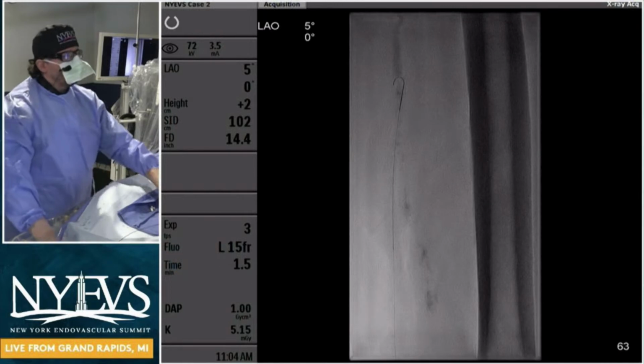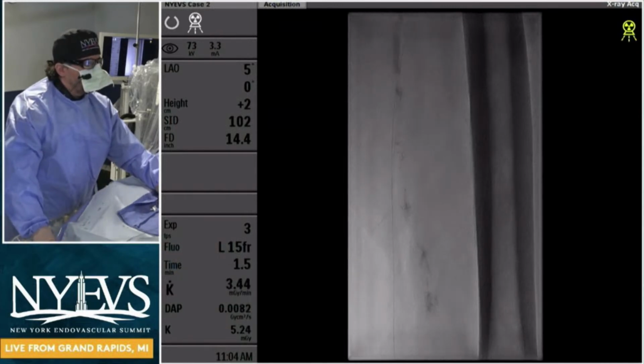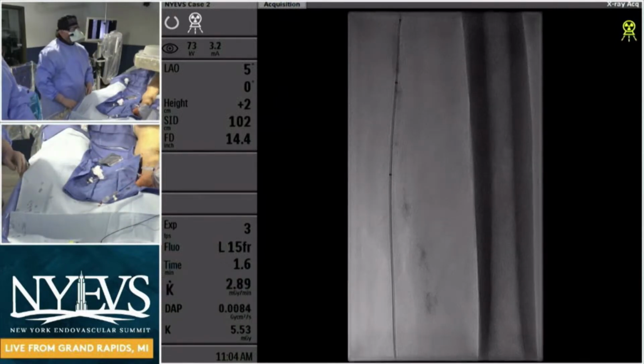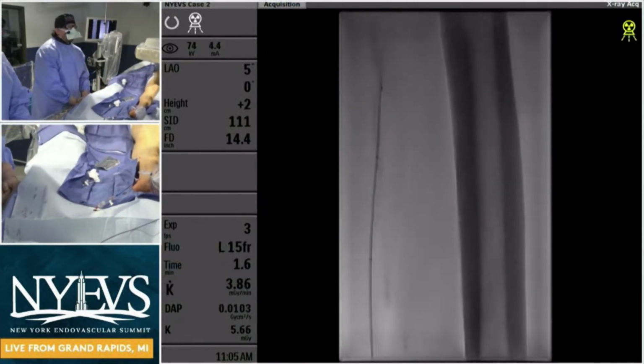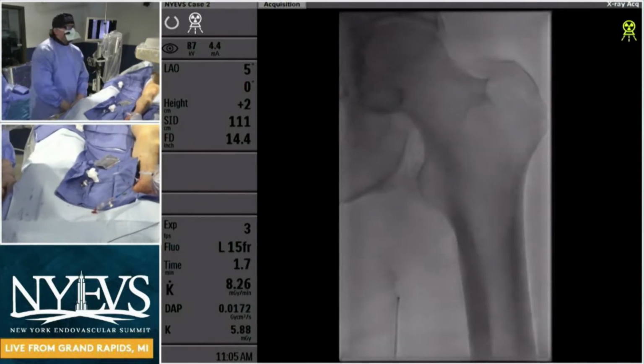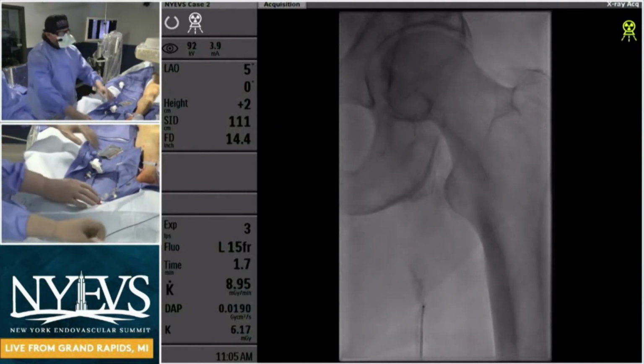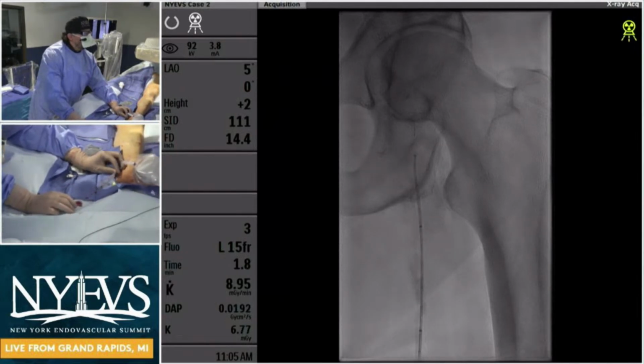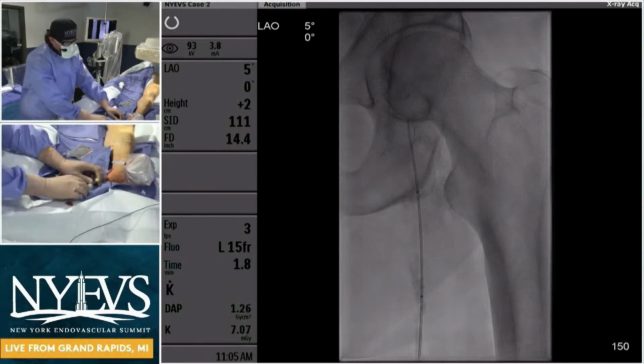So this is my 014 wire. I'm going to go up all the way to the iliac system and start interrogating from above to below. That's another question I get a lot, which is: if you have retrograde access, are you able to see the anatomy with these patients? So this is how we usually do it.